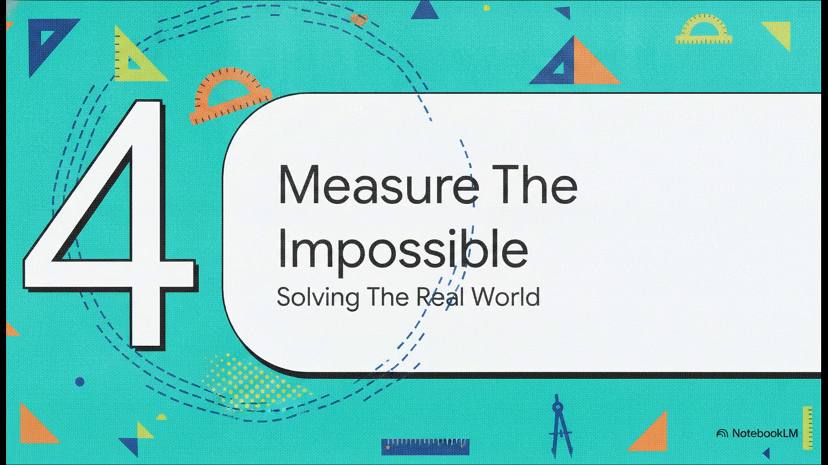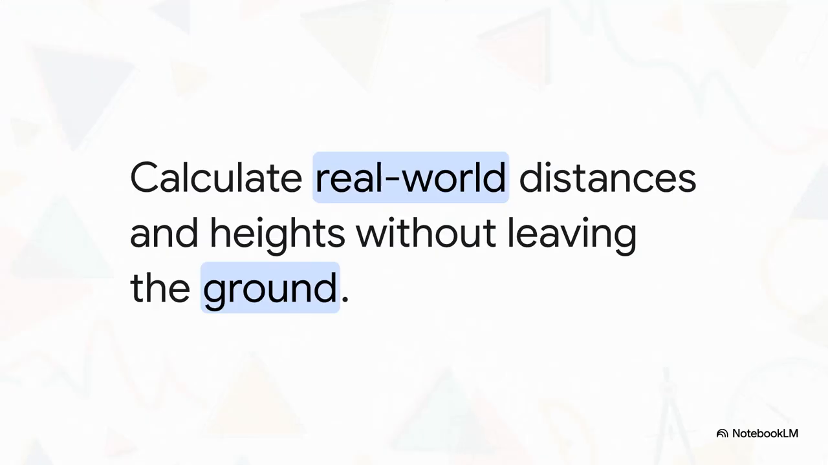Which brings us to Section 4. Measuring the impossible. Solving the real world. Think back to that towering building or that giant mountain we couldn't measure directly earlier. By simply standing on the ground at a known distance away, which, by the way, becomes our adjacent side, and measuring the angle looking up, we can use the tangent ratio. We literally just plug those numbers in to instantly calculate the opposite side. That's the actual height of massive structures and mountains, all without ever leaving the ground. We use the small, measurable things around us to calculate the massive, unreachable things towering above us. It's a real game changer.